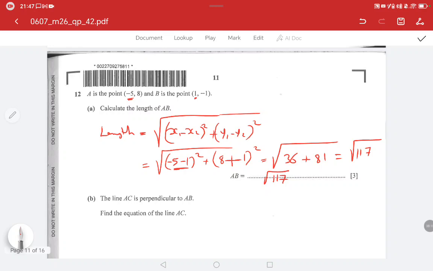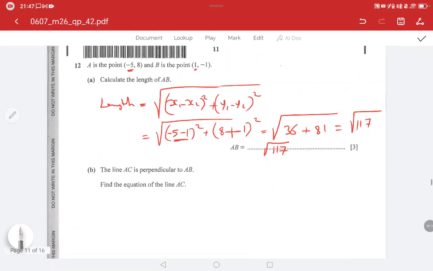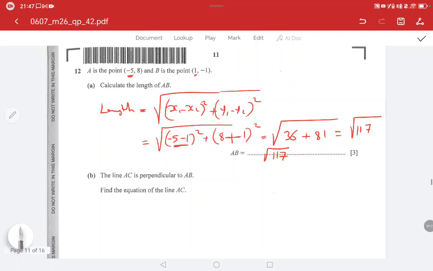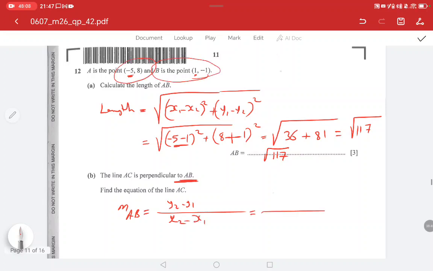Next one. The line AC is perpendicular to AB. Find the equation of the line AC. So let's first start with AB. It's perpendicular to AB, so let's find the gradient of AB. Again, the gradient formula will not be given: y2 minus y1 over x2 minus x1. We talk about these 2 points. So y2, negative 1, minus y1 which is 8, divided by x2 which is 1, minus x1, which is minus 5.